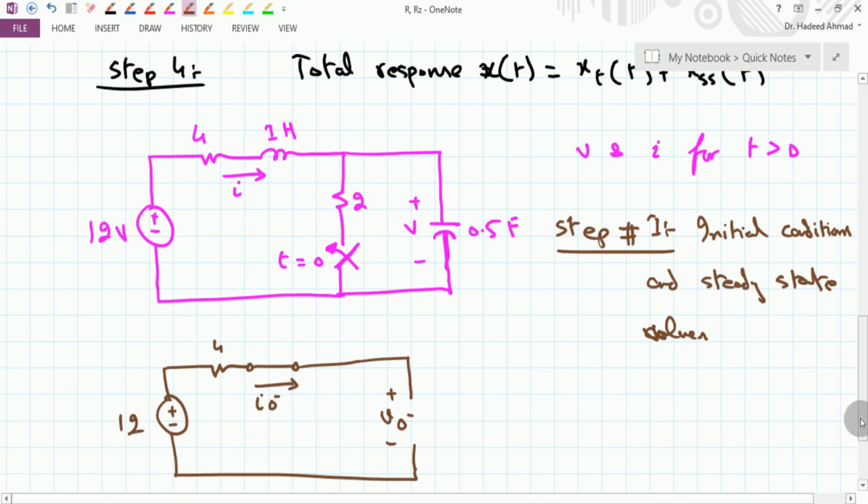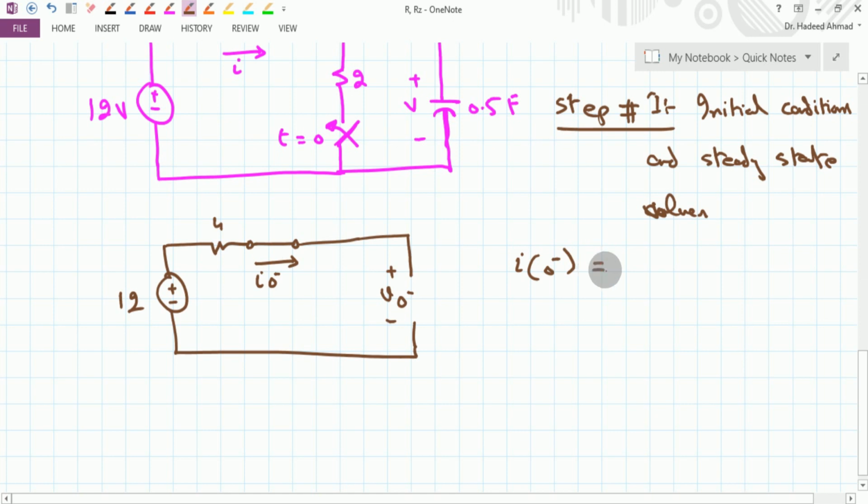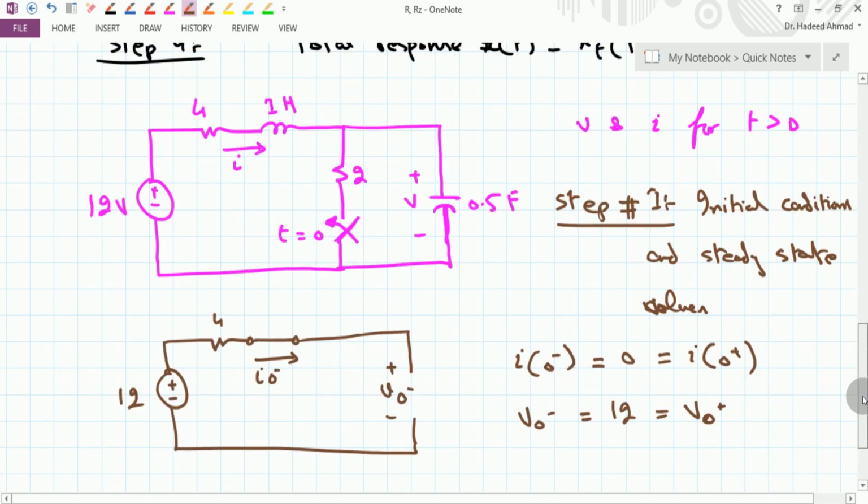Here we have I0 negative is equal to 0, and that is equal to I0 positive, because we know that the inductor opposes sudden change in the current. We also have V0 negative equals 12 volt, and that is equal to V0 positive. So here we have the initial conditions computed, and therefore we can proceed with this circuit with step number 2.